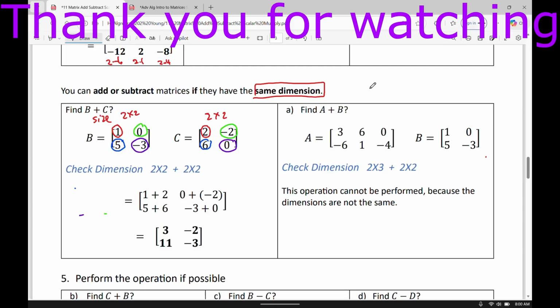Now moving on to this. Why can this problem not be performed? You cannot add matrix A and B. Why is this? Because this has a size of 2 by 3. This is matrix A, and this is the 2 by 2 matrix B. We're trying to add those two matrices. You cannot, because the dimensions are not the same.